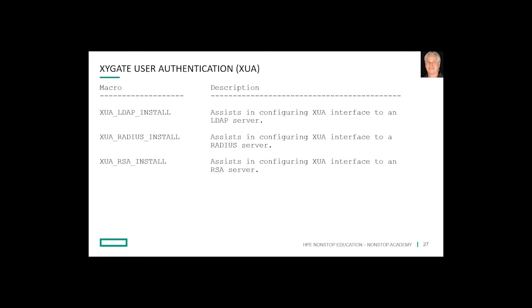Using supplied TACL macros, external authentication can be installed easily. When invoked, these macros prompt for the necessary values for the respective external authentication configuration keywords in XUA's UA comp file.